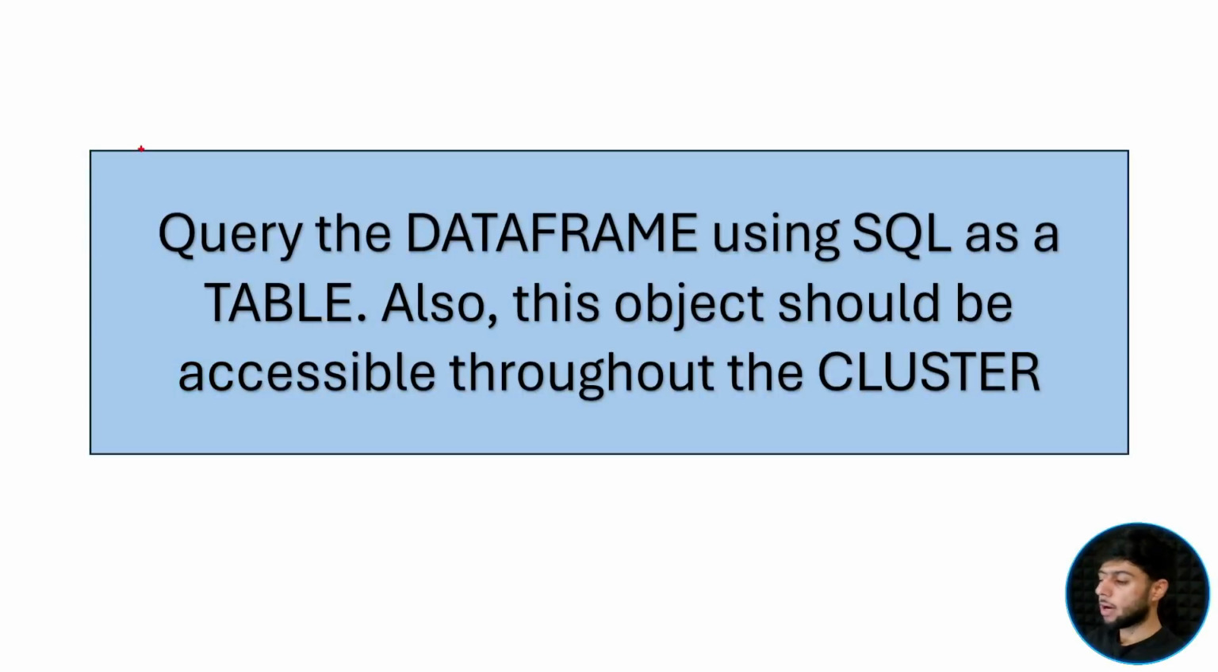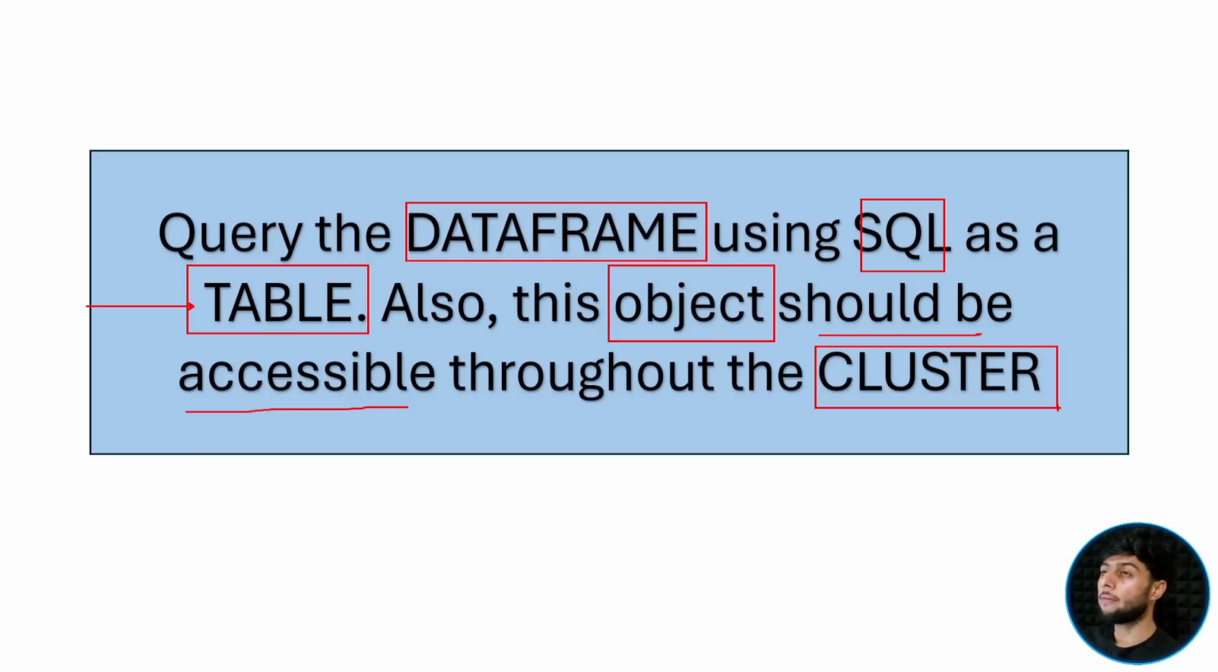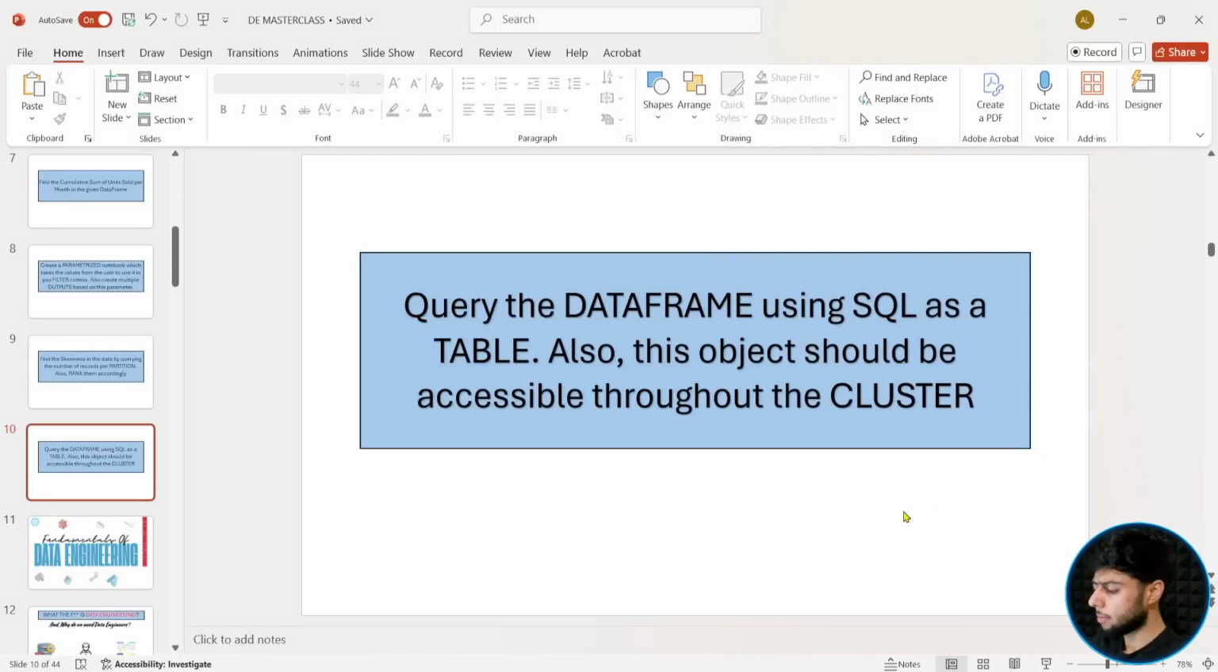So we have our next scenario, which says query the data frame using SQL as a table. That means we do not need to actually create the table, but we need to query the data frame as a table. Also, the object that we'll be creating should be accessible throughout the cluster. That means if we have, let's say, hundreds of notebooks attached to the same cluster, all those hundreds of notebooks should be able to access this view. Wow. Let's see how we can do it. It's very simple, by the way.